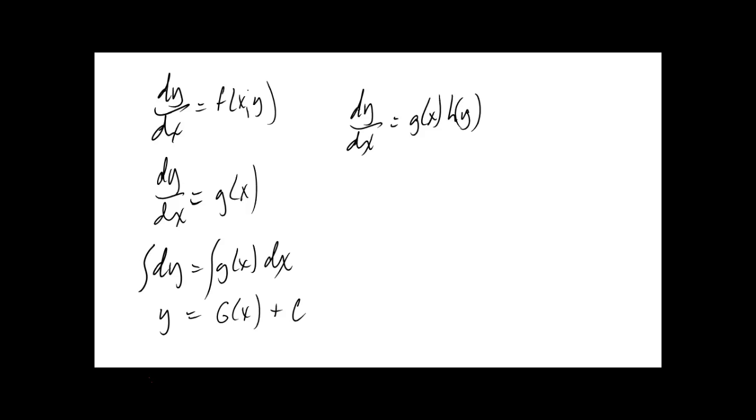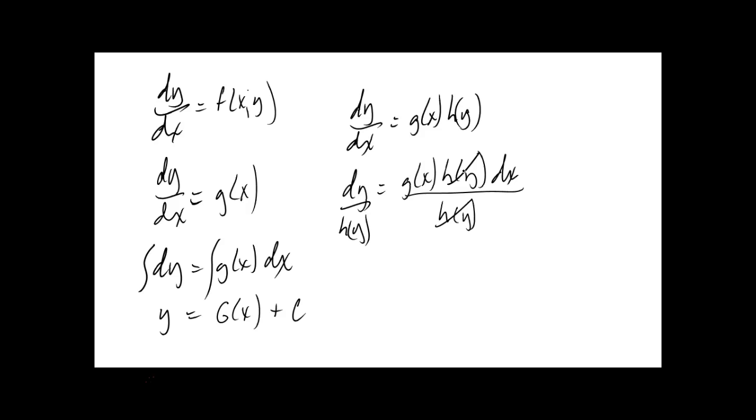And here's how you would do that. You would write it in differential form. dy is equal to g of x, h of y, dx. That's in differential form. Then divide both sides by h of y. Now guess what you got? You got y's on the left, x's on the right. No crossover anywhere, integrate them separately.